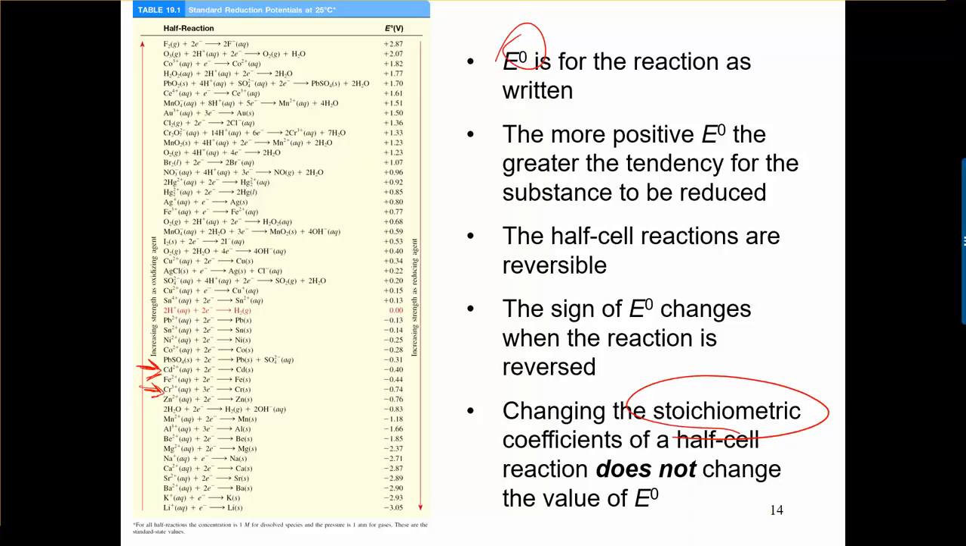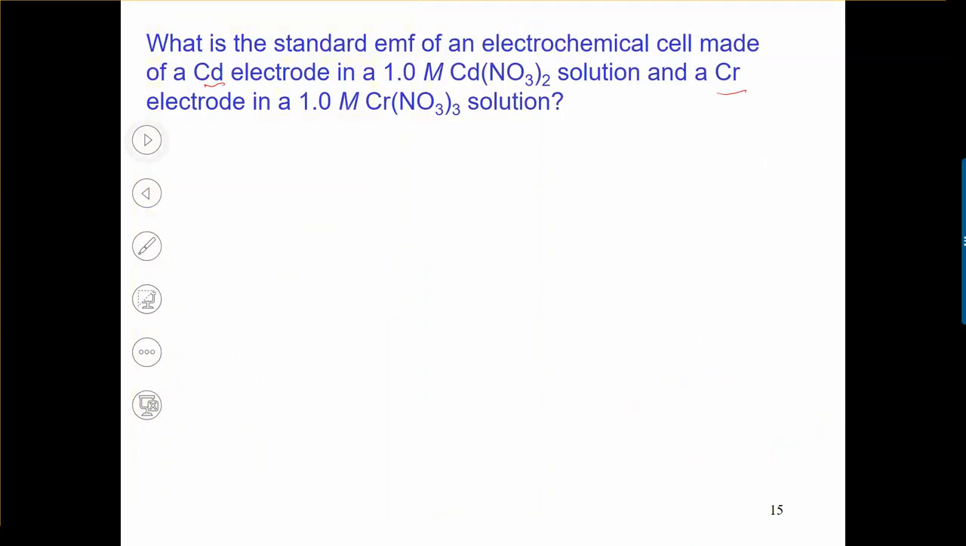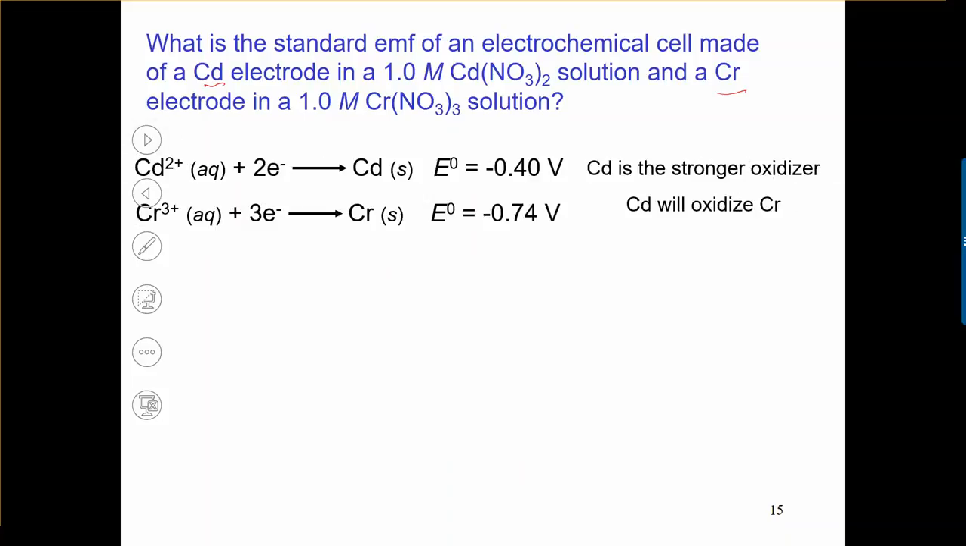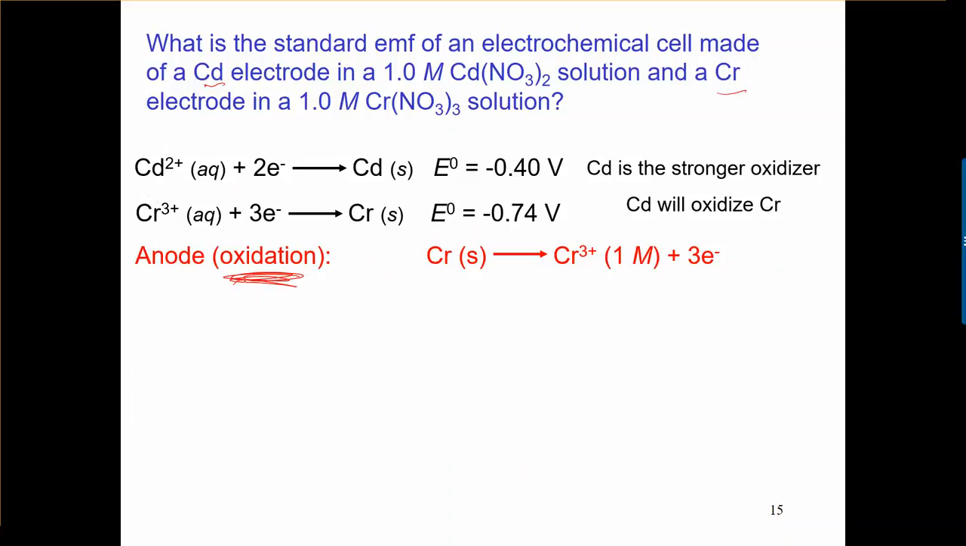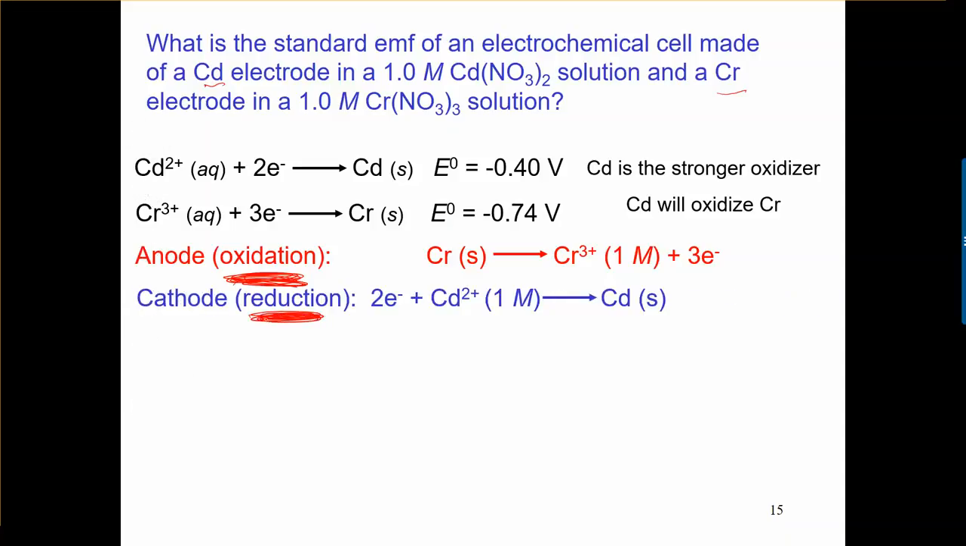So which one is going to be reduced? Which one is going to be oxidized? Cadmium is the oxidizing agent, which means that chromium becomes oxidized, and cadmium becomes reduced. So at my anode, which is oxidation, I have chromium going to chromium 3+. And at my cathode, which is reduction, I'm going from cadmium 2+ to cadmium.